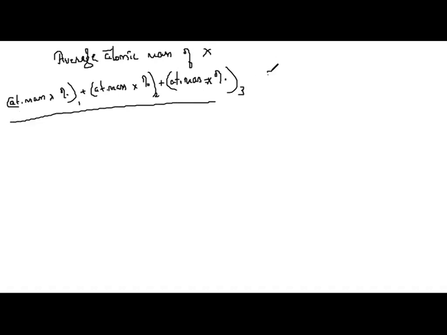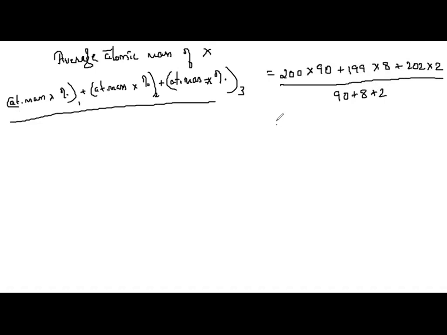So how do we write it? Atomic mass of the first isotope is 200 into percentage of abundance 90, they have given us. Plus atomic mass of the second one, 199, into percentage of abundance 8. Plus atomic mass of the next isotope, 202, into 2%. The whole divided by 90 plus 8 plus 2, total becomes 100.